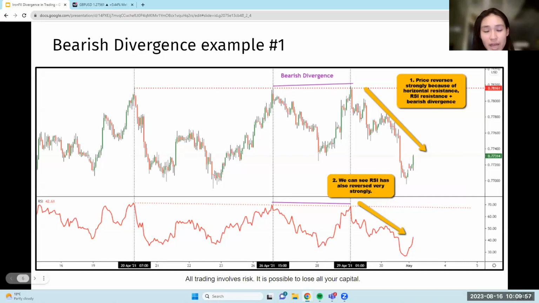So this is exactly what happened after that. Immediately after we've identified the bearish divergence, we can see how price reverses strongly off of the horizontal resistance, RSI resistance, and the bearish divergence. You can see this is what happened on the RSI as well.